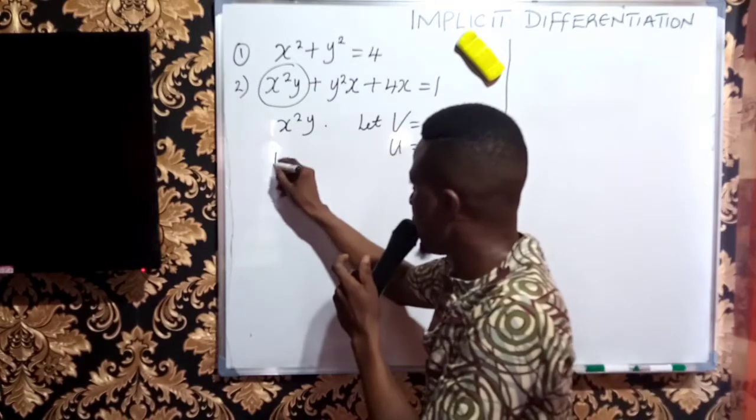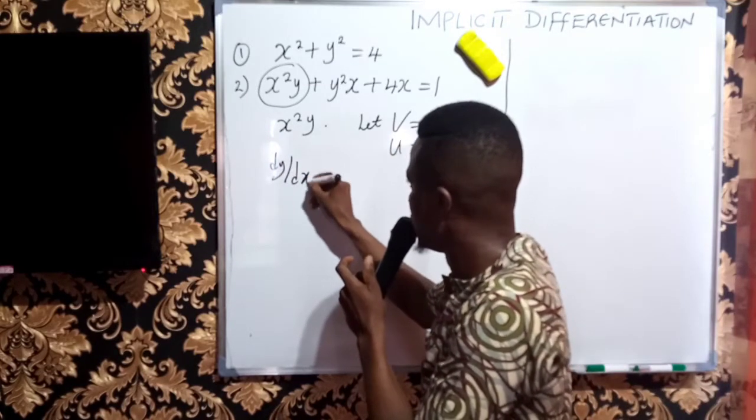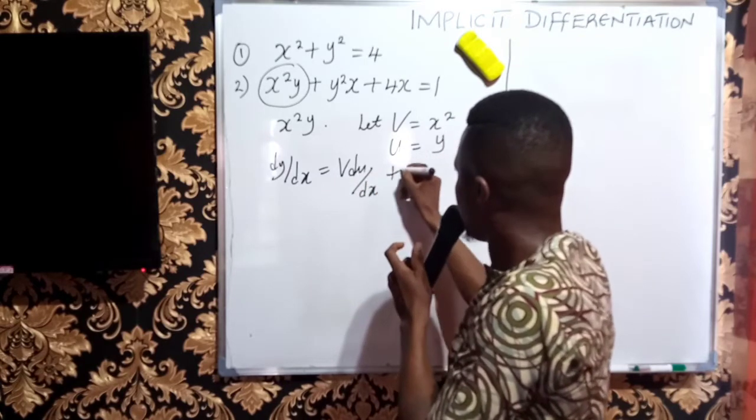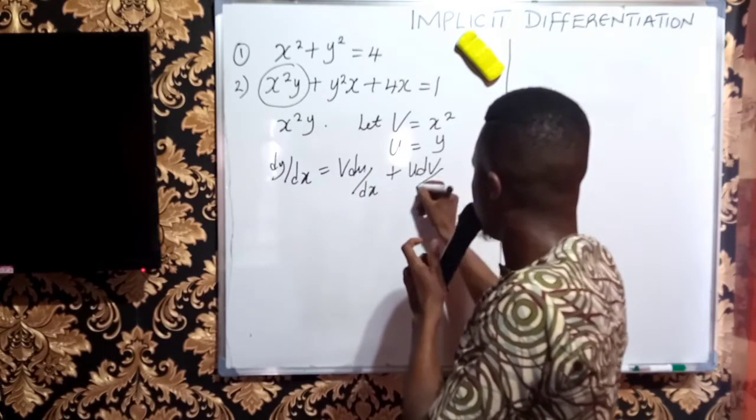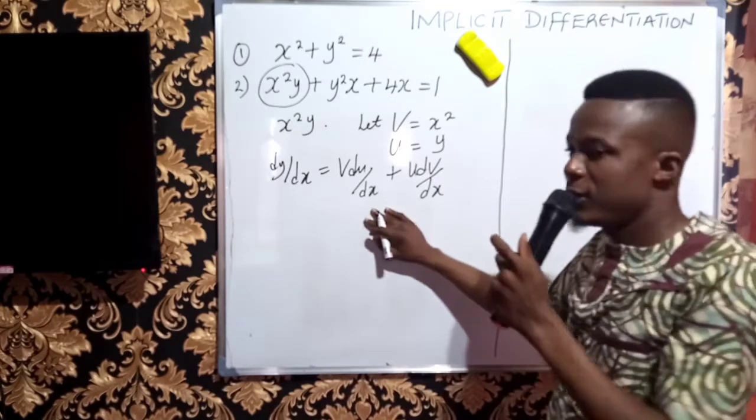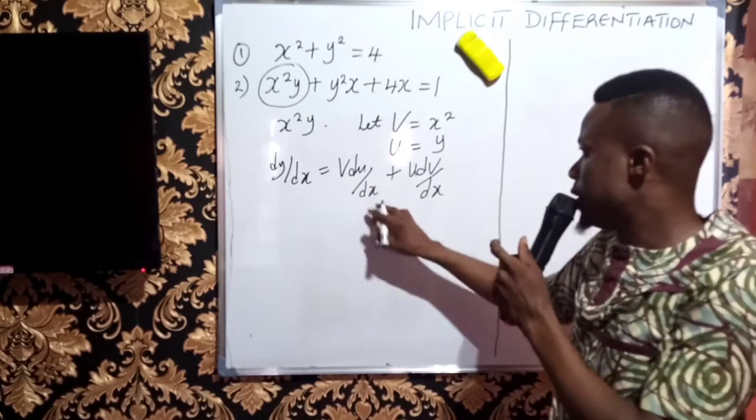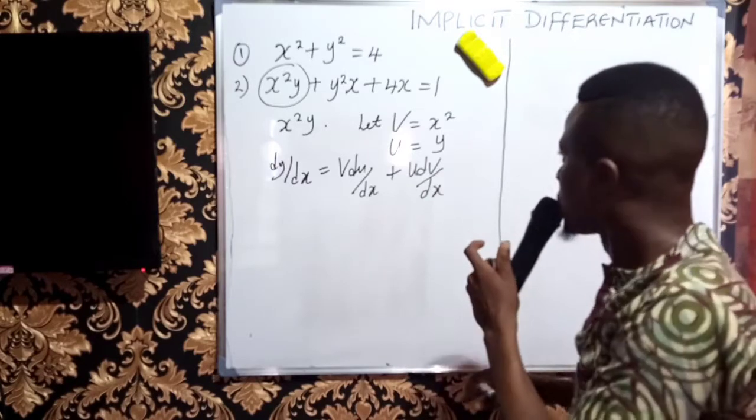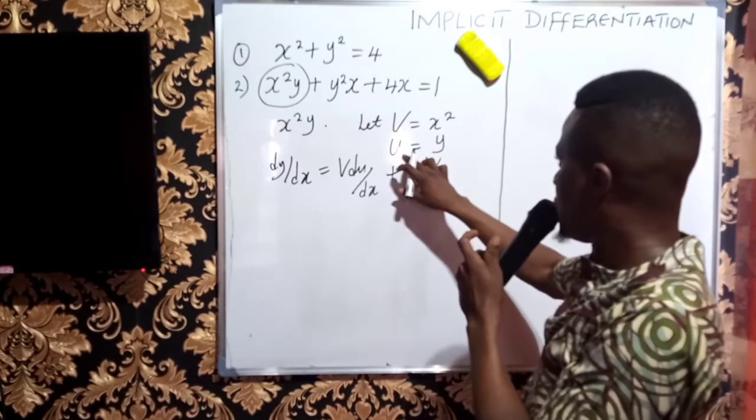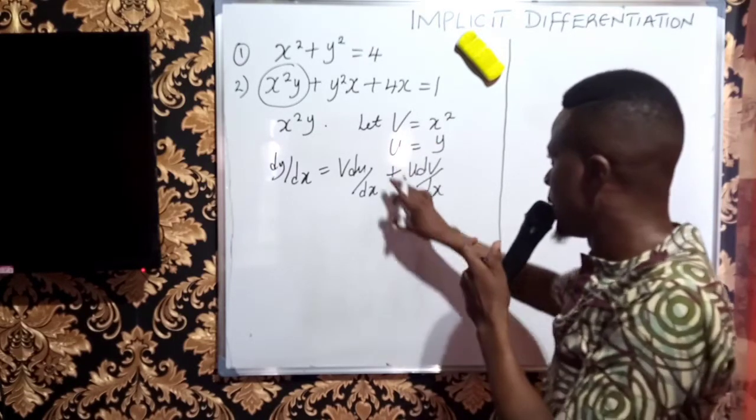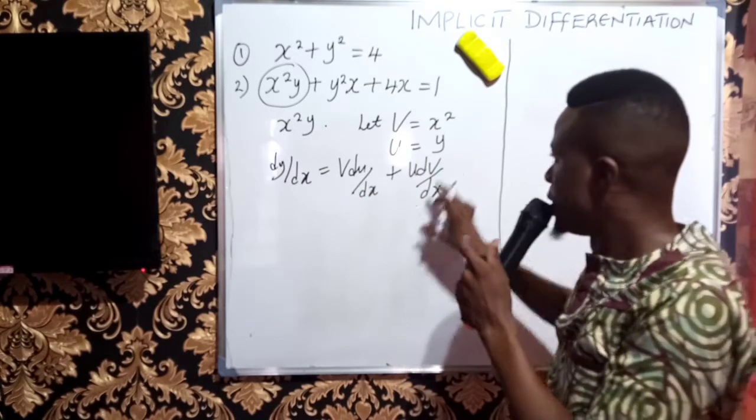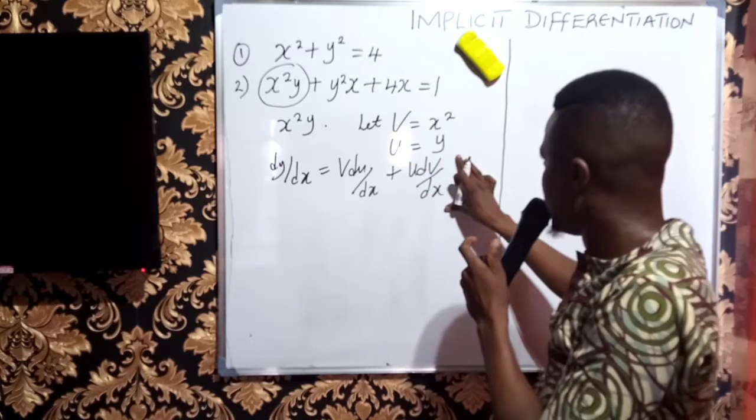Remember that dy/dx for the product rule is v du/dx plus u dv/dx. This is the formula for the product rule. Now we've got our v and u. The only things we need here are du/dx and dv/dx. So let us get du/dx and dv/dx.